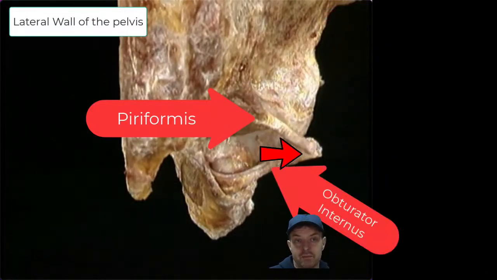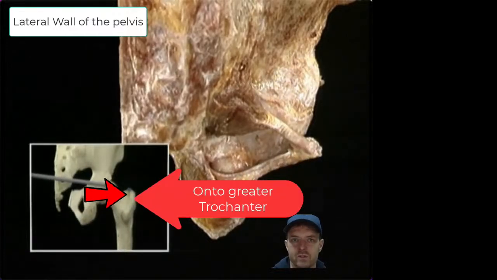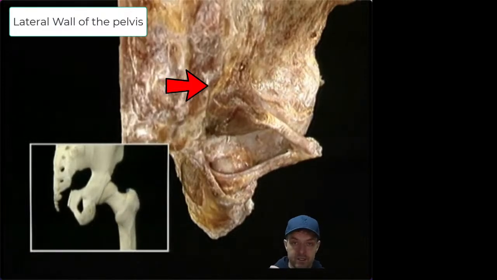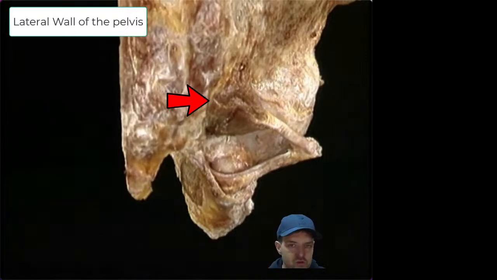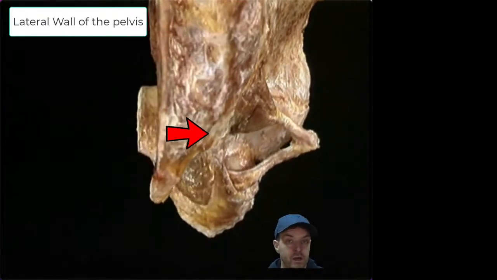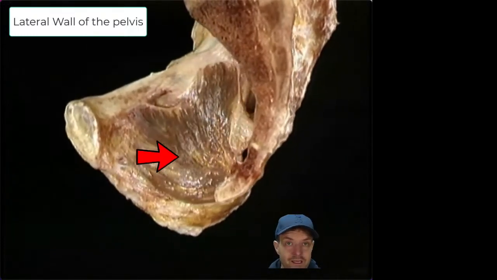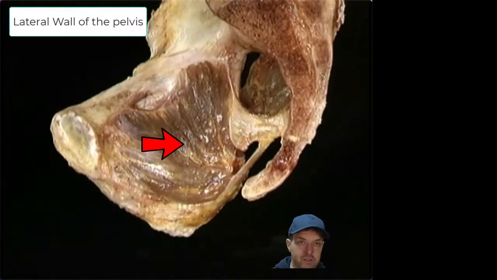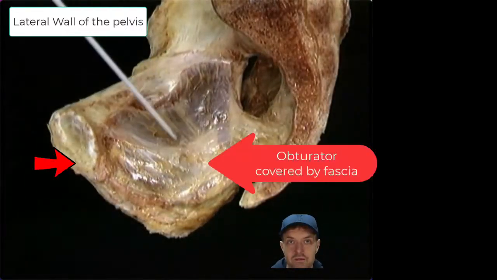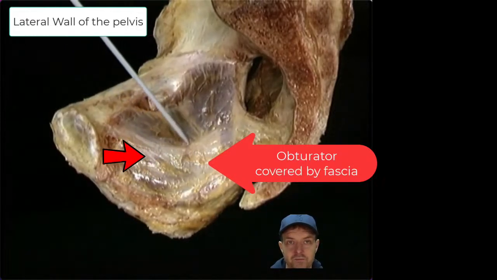Piriformis attaches into the same place, or a pretty similar place. Okay, there you go, just there on the trochanter. So that obturator internus helps provide some structure for some of the other pelvic floor muscles, because there's going to be some connective tissue laid over the top of this. There it is. And so it's completely covered by fascia.